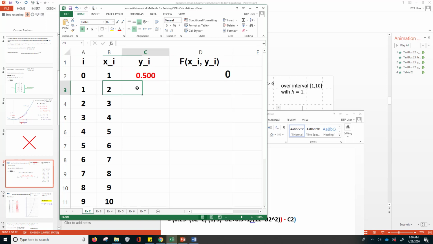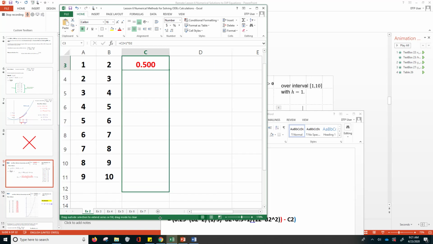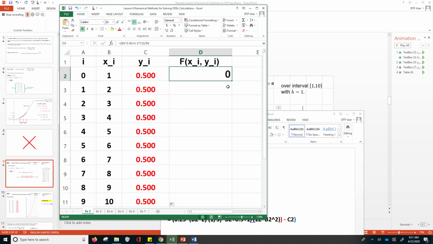So this is my first, this was given, right? So now I'm going to use the previous steps to figure out y sub 1. So y sub 1 is going to be equal to the previous y plus h, which is 1, times the slope evaluated at the previous x and previous y. All right. I'm going to drag this down.